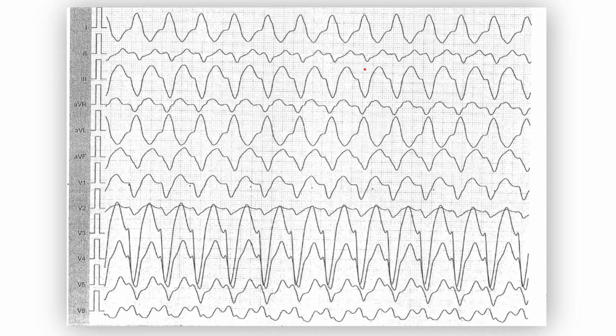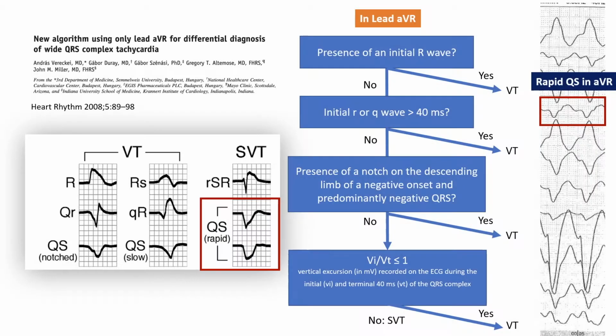There are several algorithms available to differentiate ventricular tachycardia from supraventricular tachycardia with aberrancy or pre-excitation, and in this video we use an algorithm based on lead aVR from John Miller's group. The first step is to check whether aVR is positive or not. The second step is to check if there is an initial Q wave or R wave lasting longer than 40 milliseconds. This is also not the case in our ECG, and therefore we go to the third step, and the third step is to check if there is a notch on the downstroke of the negative aVR deflection.